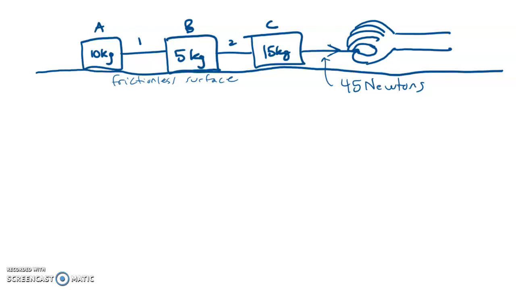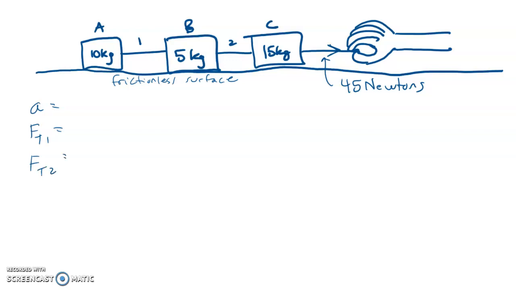In this video, we're going to take a look at how to solve a compound body problem. So here we have a hand that's exerting 45 newtons on this group of three different objects, and they are on a frictionless surface. We're going to figure out three things. We want to figure out the acceleration. We want to figure out the force of tension in rope one right here. And we want to figure out the force of tension in rope two.